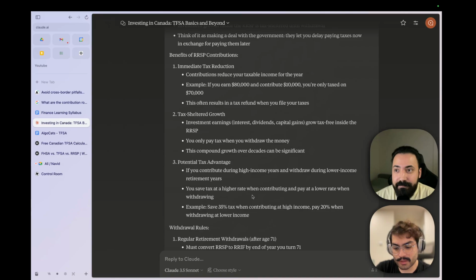Nice. And also, right now your contributions, it says, reduce your taxable income for the current year as well. So your tax bracket might even change. Yeah, when you are filing your previous year taxes, you can say I contributed 10K into my RRSP, and then you can get the tax benefit. So this is exactly what you were saying. You contribute during high income years, withdraw during low income retirement years. You save tax at the higher rate. True. Yeah, exactly.